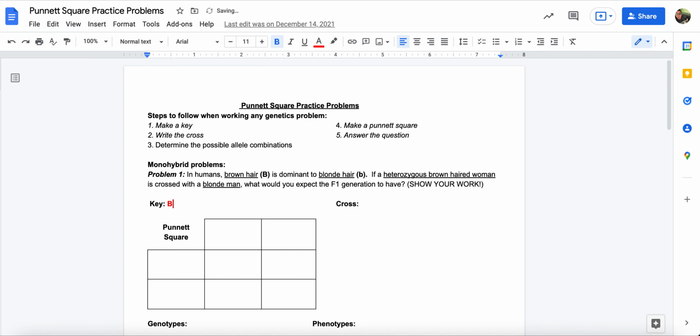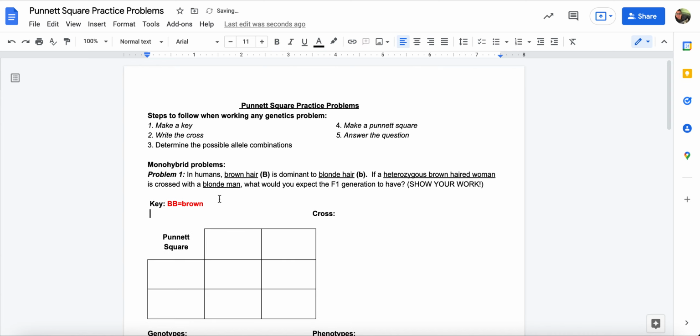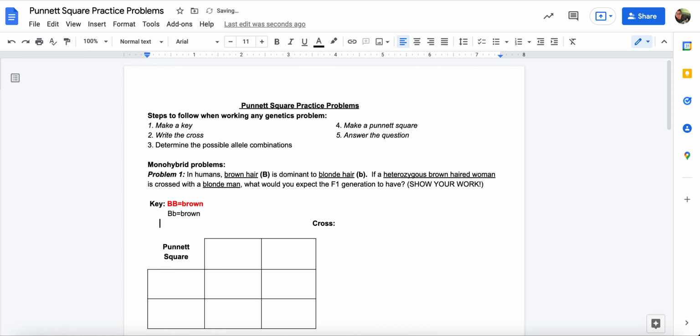We have our first choice, capital B, capital B. That is going to be brown hair. As long as we have one capital B, it's going to be brown hair. Our next possible genotype is capital B, lowercase b. That is still also brown. And then the last possible genotype would be 2 lowercase b's. This would be our blonde genotype.